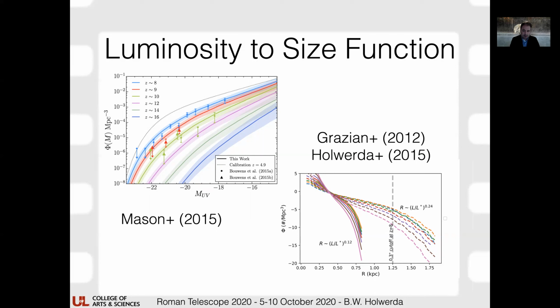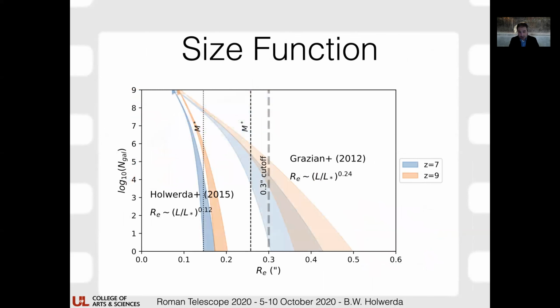If we then put in the 0.3 arc second cutoff for redshift 8, if we assume the Grazian result, then yes, we are actually getting rid of a few of the brighter galaxies. If we're assuming my result from 2015, there is no problem. So we have to maybe look at it in a different way.